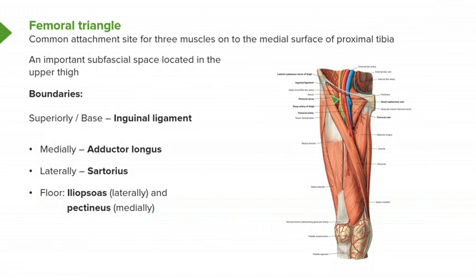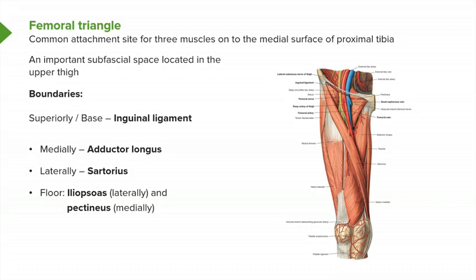Laterally, we have sartorius. So the lateral boundary of the femoral triangle is the medial border of sartorius. The medial boundary of the femoral triangle is going to be the lateral boundary of adductor longus. So here we have this medial boundary, we have this lateral boundary, and we have this superior boundary. And that forms this triangle that is known as the femoral triangle.